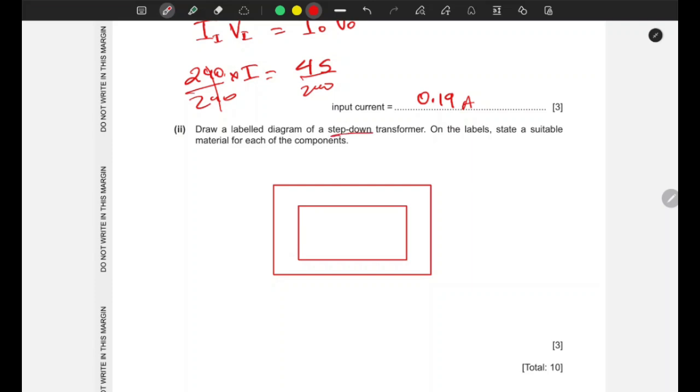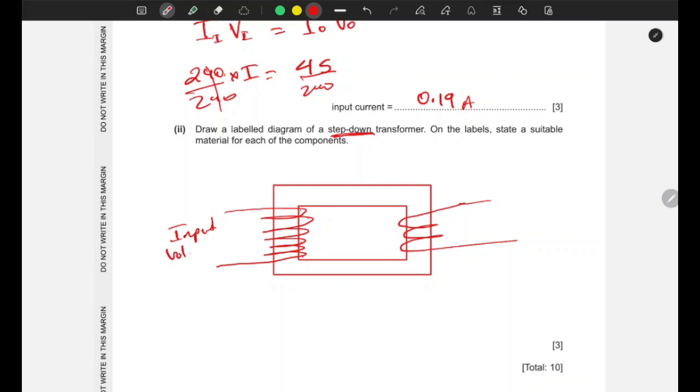Since this is a step down transformer, we would have the input, the primary coil. So the primary coil should have more turns than the secondary coil if it's a step down transformer. So over here we have like 1, 2, 3, 4, 5, 6 coils. So that means maybe we'd have like 3 coils on this one because it's a step down. So we have input voltage and output voltage.